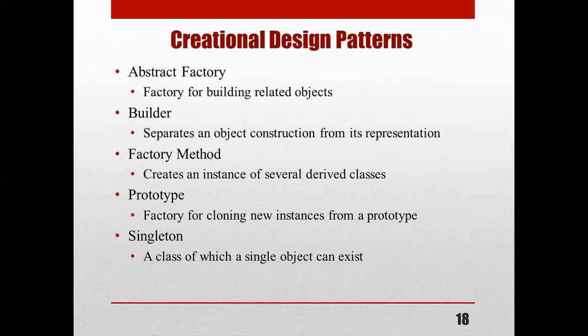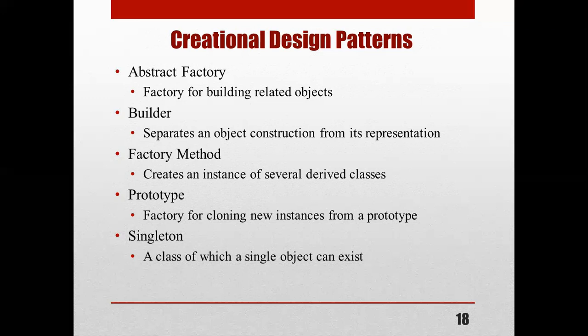Afterwards we are going to see all these creational, structural, and behavioral patterns in depth. That is chapter number 5 for studying design patterns. So creational design patterns include abstract factory, that is a factory for building related objects. Then builder: it separates an object's construction from its representation. What happens in this pattern? It separates an object's construction from its representation.